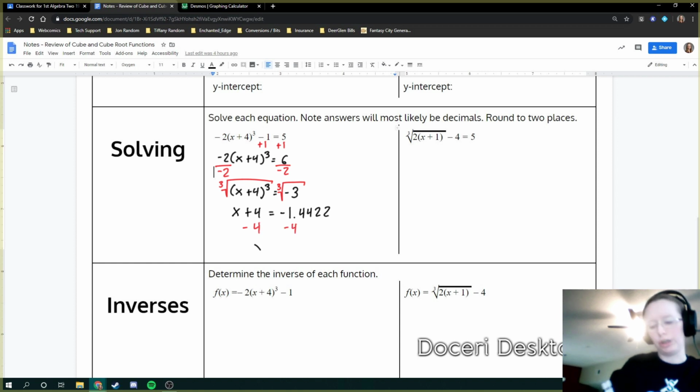Again, I'm going to use Desmos to help me out with that. Rounded to 2 places, negative 5.44.